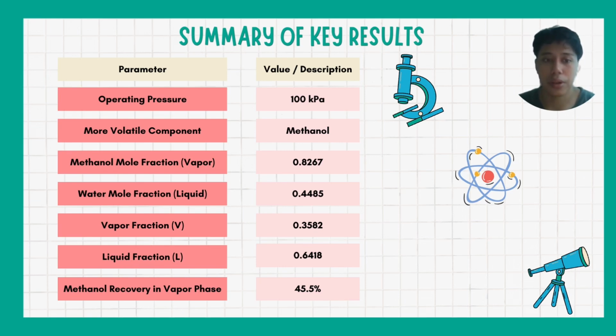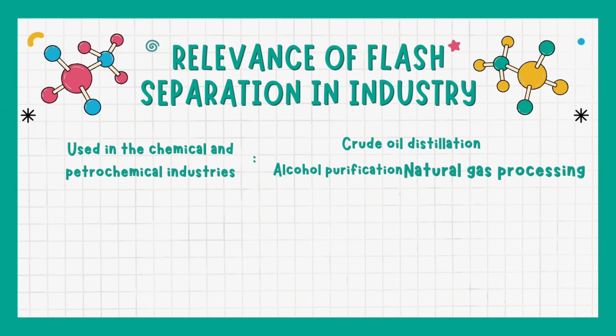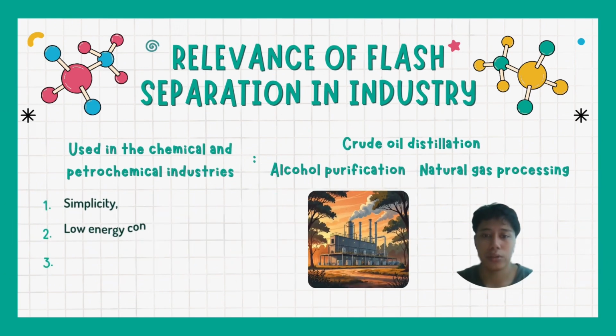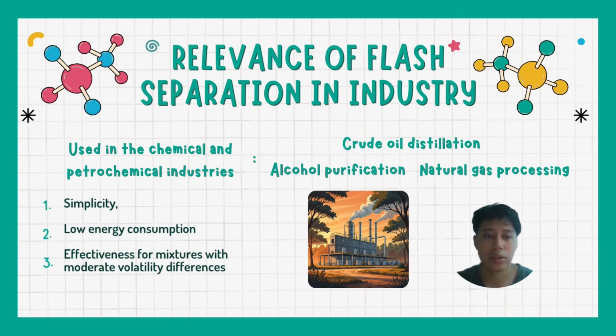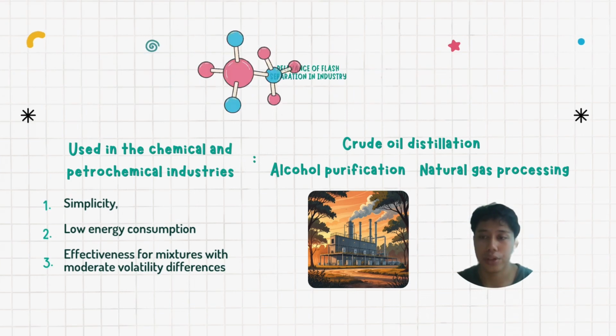Flash separation is relevant in industry as they are widely used in the chemical and petrochemical industries due to their simplicity, low energy consumption, and effectiveness for mixtures with moderate volatility differences. They are commonly applied in crude oil distillation, natural gas processing, and alcohol purification. The methanol-water system in particular is relevant to biofuel production and pharmaceutical industries, where the phase separation plays a crucial role in downstream purification.